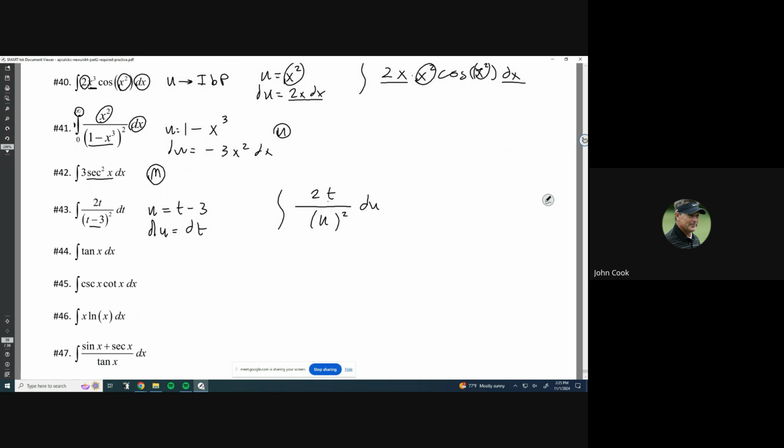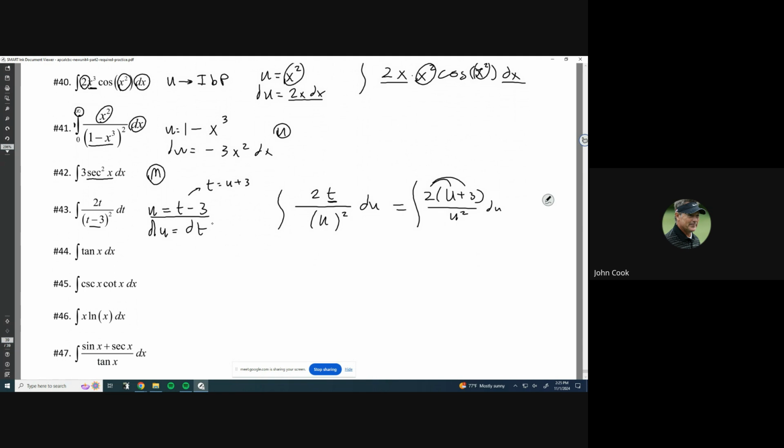But then what do I do with that t right there? Do you remember what to do with this one? That's right. We use this expression over here to solve for t. So if I get t by itself, t is equal to u plus 3. That means this turns into 2 times parentheses u plus 3 over u squared du. And then distribute the 2 in there, split the fraction apart, and it's pretty easy from there.